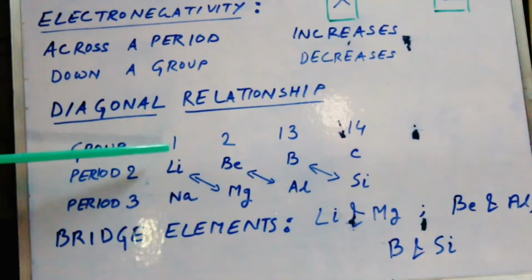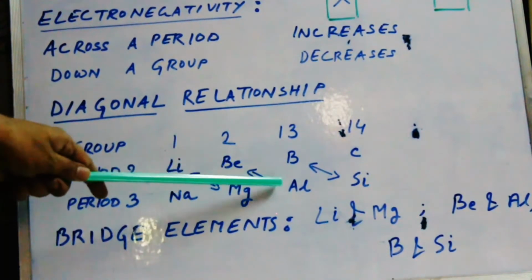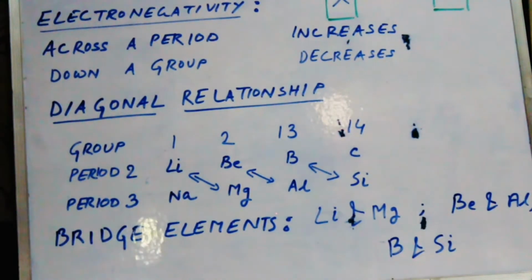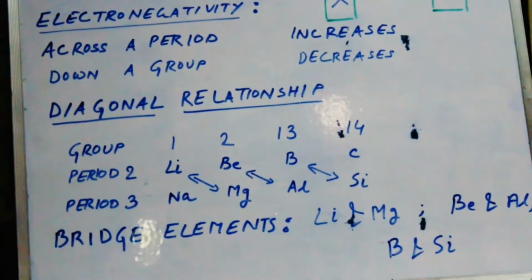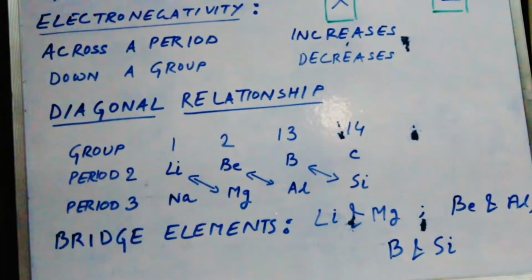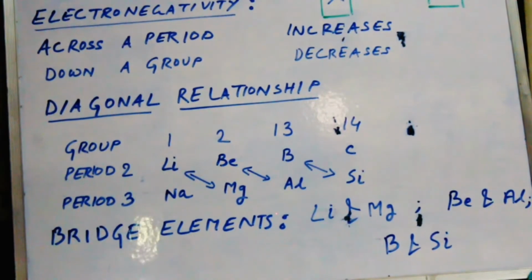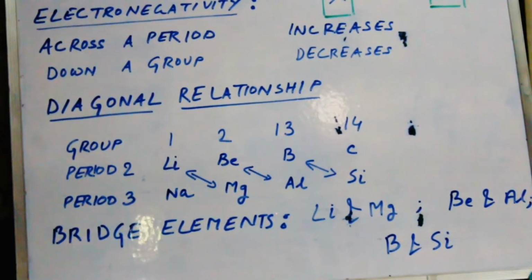That means this one having more or less same property with this one, having more or less same property with this one, like that. So the elements of the second period show resemblance in properties with the elements of the next group of the third period due to very less electronegativity difference. This leads to diagonal relationship.